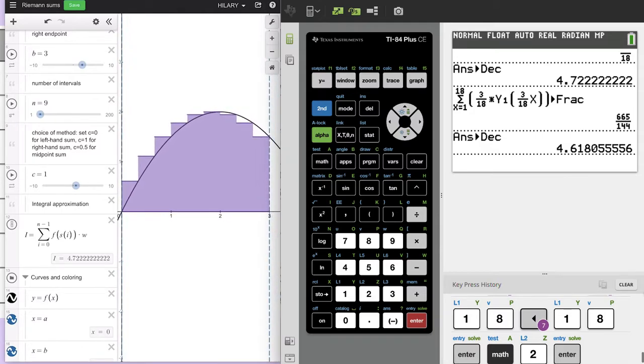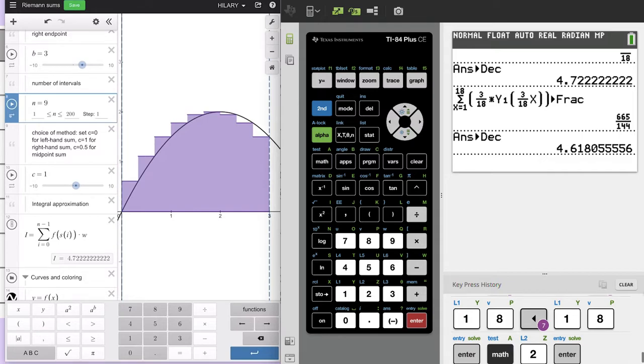Not necessarily bad. We have some over approximation on the left where our function is increasing, and then we have some gaps under the curve on the right where it's decreasing. So now let's double it and see how it looks. Okay, so the rectangles are getting closer to that function. Seems like it's definitely a better approximation.